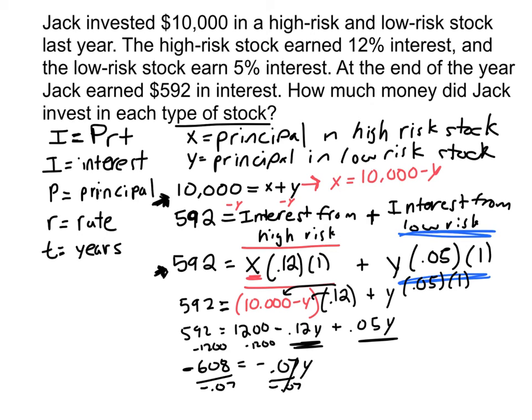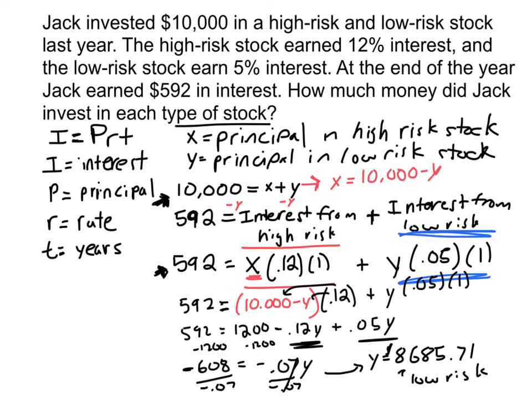Okay, I'm running out of room, so I'm going to write that right here. So I'll be left with y equals 8,685.71. Okay, so that's how much money Jack invested in the low-risk stock, right? So y is the low-risk stock money. So that's the amount of money he invested in low risk.